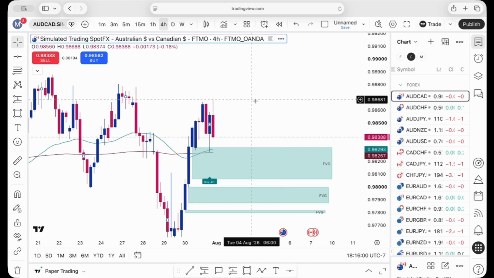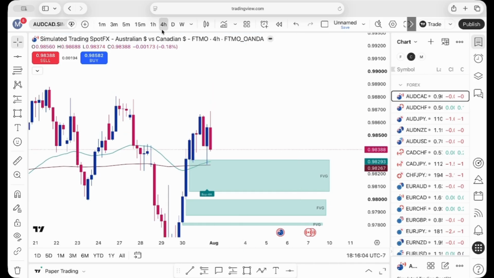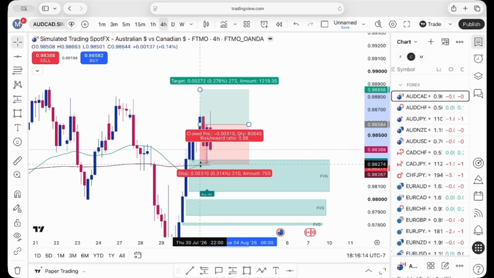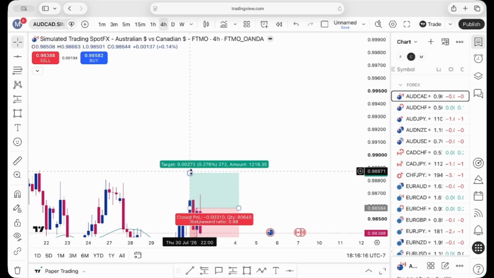All right, and we're going to start off on our forex pairs. So we're starting off with AUD CAD, and again, we're currently on the 4-hour time frame. So there was an entry right here. This was 4 hours before market closed on Friday. So you guys can go ahead and set an entry on this.